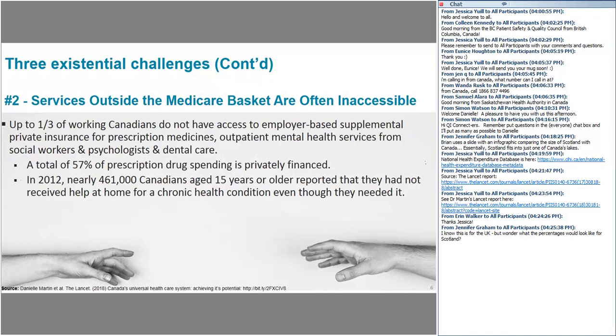Until that day, we have private insurance that has risen to meet the challenge mostly through people's employment. And so many Canadians, in fact, most Canadians have private coverage through their employer of one form or another, but many are also uninsured and underinsured for prescription medications.